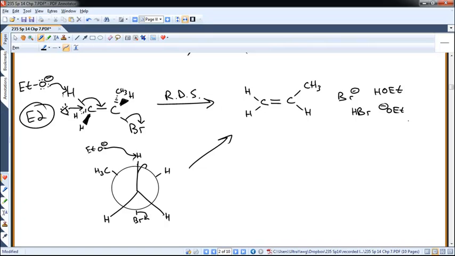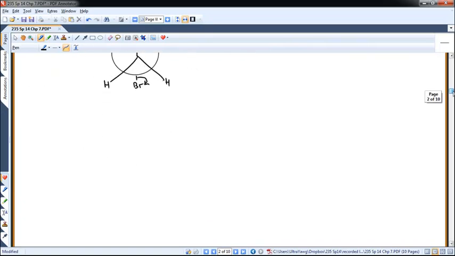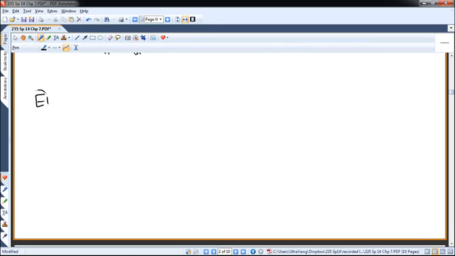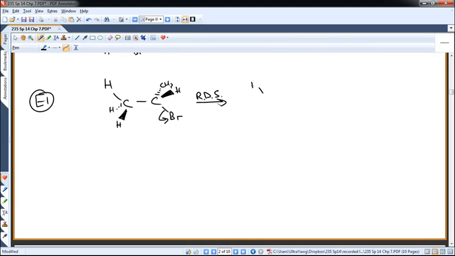If we were to do the E1 mechanism, it would look a little bit different. Okay, so let's take a look at the E1 mechanism. E1. Start with the same molecule. We'll put it in the same conformation this time, although for E1, conformation is not as important. First step in E1 mechanism is leaving group leaves. So the rate determining step says wait around until that happens. And that gives you a carbocation. It's supposed to be a 3.